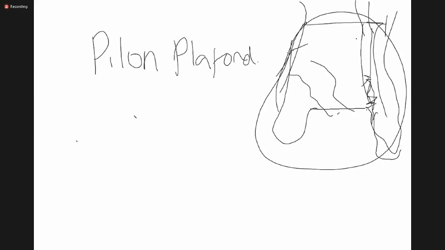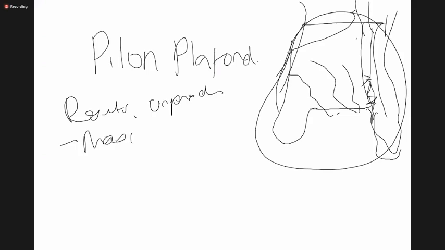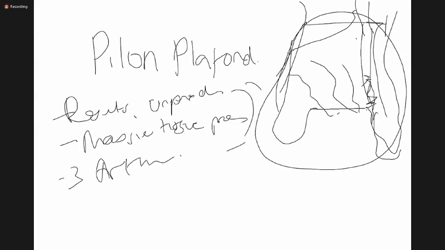The problem with pylon fractures is, number one, their results are unpredictable. Number two, massive soft tissue problems. That's what you're fighting. And then number three, obviously, arthritis. That goes with the results being unpredictable.